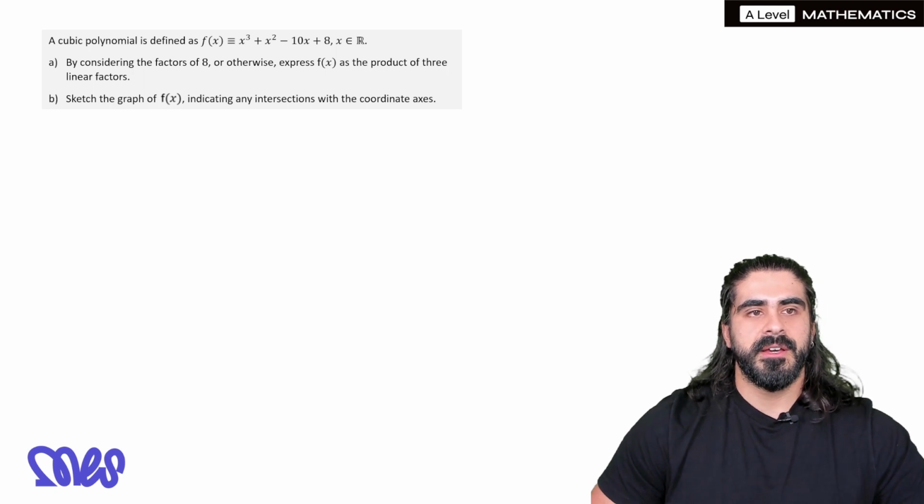A cubic polynomial is defined as f of x equals x cubed plus x squared minus 10x plus 8. By considering the factors of 8 or otherwise, express f of x as the product of 3 linear factors.